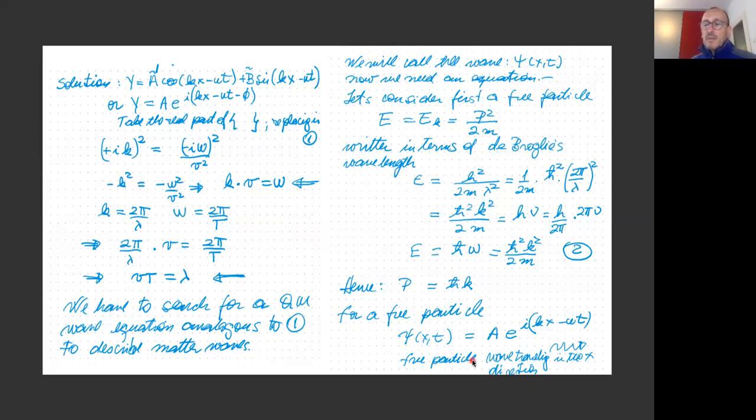So free particles. This is a free particle that travels in the positive x direction with a momentum h bar k and an energy equal to h bar omega.